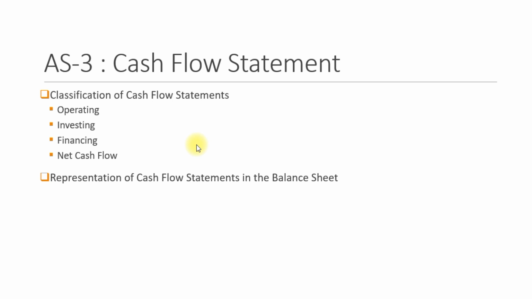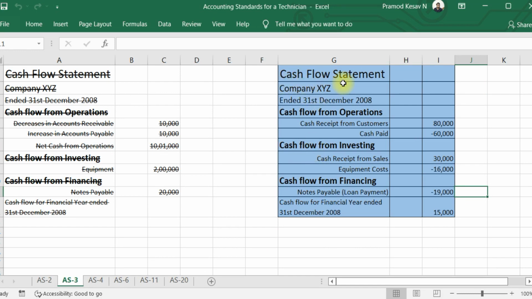Operating activities. In this section, the incoming cash flow is recorded as positive and the outgoing cash flow is recorded as negative. We'll take a look at an illustration and see how it is represented. Here there is a cash flow statement for company XYZ, and there are cash flows from operations. In this section, incoming cash flow is recorded as positive and outgoing cash flow is recorded as negative. So there are positive and negative figures.